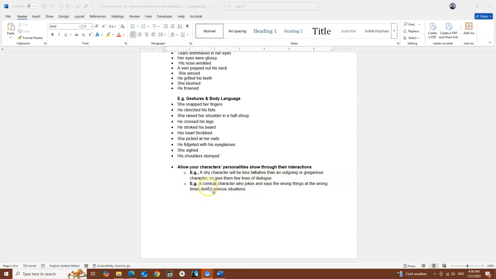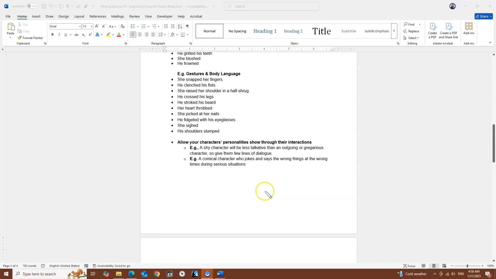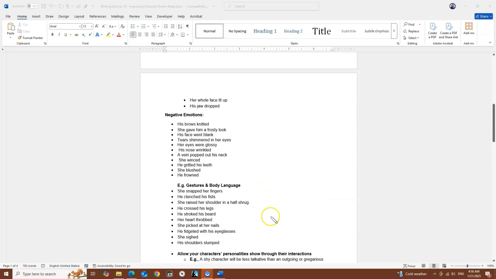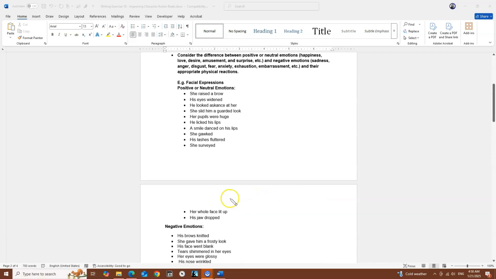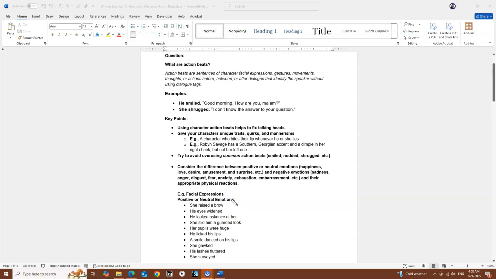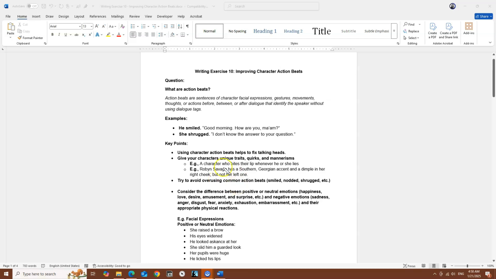Another example is a comical character who jokes and says the wrong things at the wrong times during serious situations. For example, maybe the character is joking during a robbery or something. But that is all of the different key points that are important when it comes to improving character action beats.